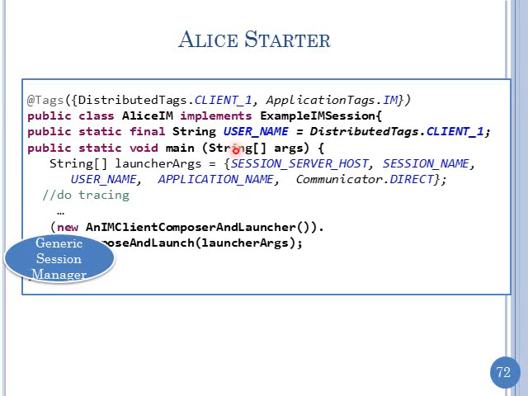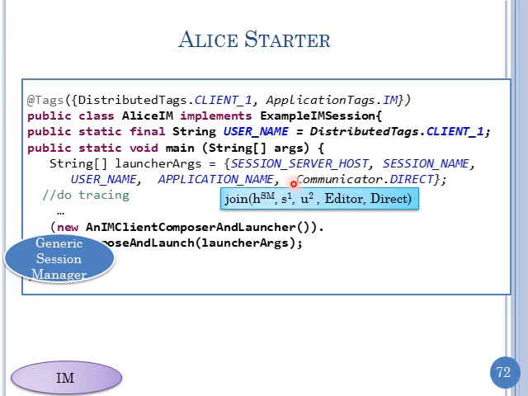Now you notice, if you remember, when you run this, you start an IM client. And this is the client 1. And I showed you very abstractly this join call, and this join call has all these arguments in it. So this is where the arguments are being given. It's saying here's the session server host, here's my session name, S1, here's my username, here's my application name, and I'm also saying whether I'm communicating directly or relayed. So all this stuff is real.